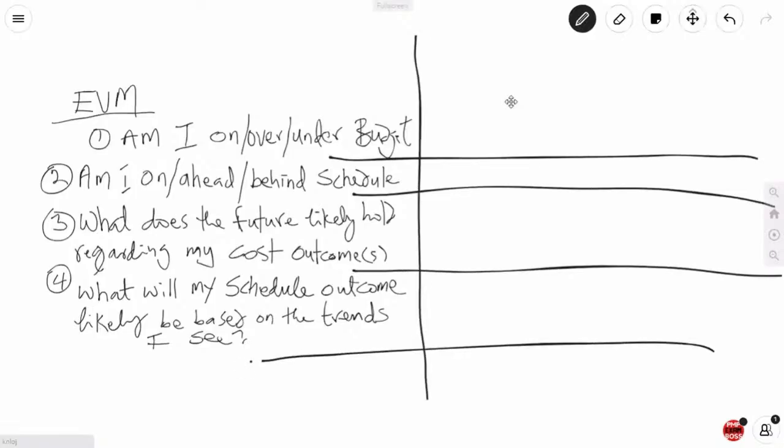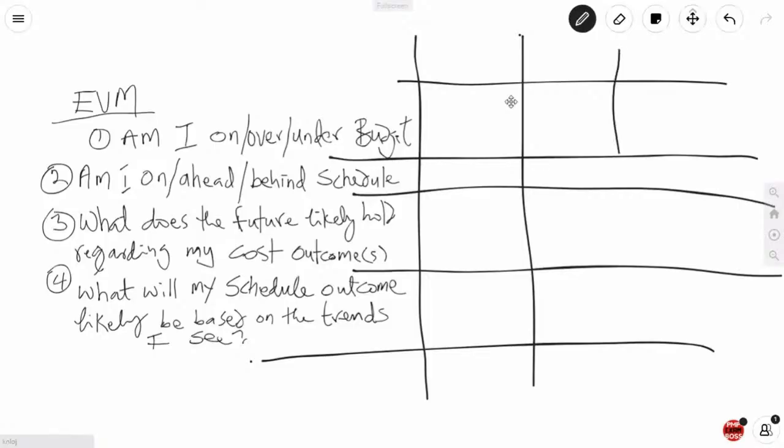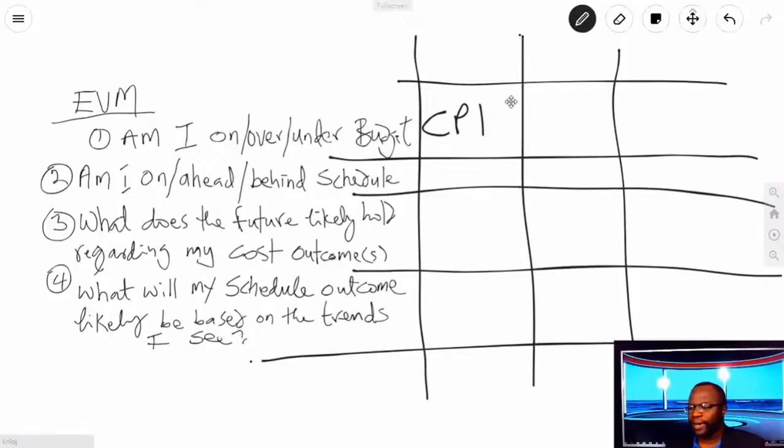Okay. So, first of all, am I on, over, under budget? You need to know CPI and the interpretations of CPI. See that? CPI and the interpretations of CPI. What does it mean if CPI is greater than 1, less than 1, or equal to 1? Okay? So that is the first thing you have to be aware.